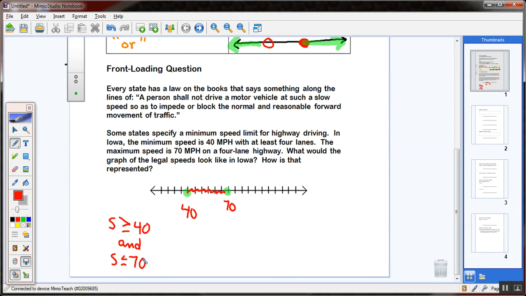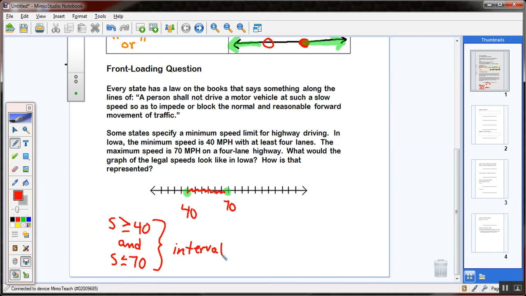Okay. All right. The speeds that would work, you have to be greater than or equal to 40, and you have to be less than or equal to 70. This is implying some kind of what we call an interval. Okay, an interval. An interval is going to have a low end and a high end, and you're going to shade in between those. Okay.